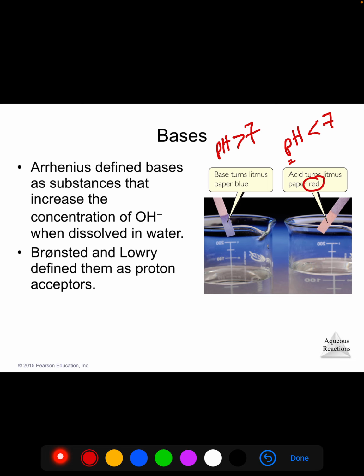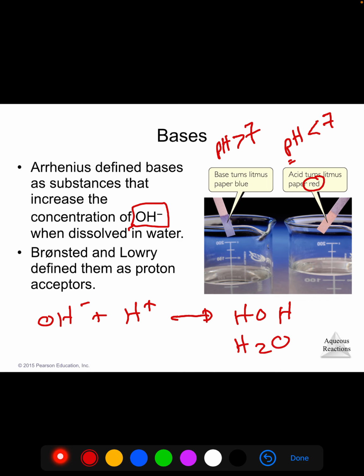So, he defined bases as substances that increase or donate hydroxide ions. Bronsted and Lowry defined them as that because if you have an OH, what's it going to do? As soon as it finds an H+, these are going to combine to form HOH, which I'm going to be writing water that way for this particular screencast, which is H2O.